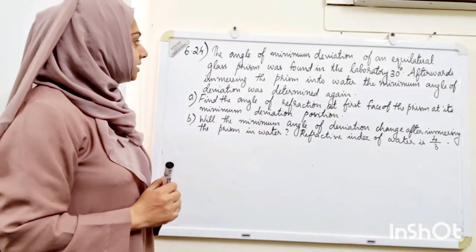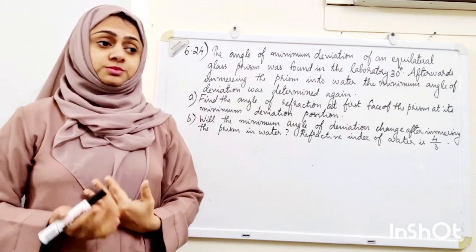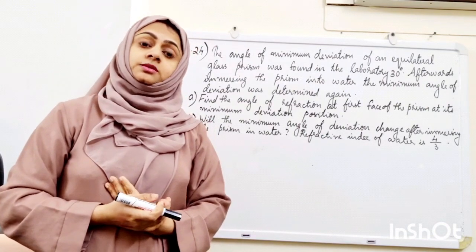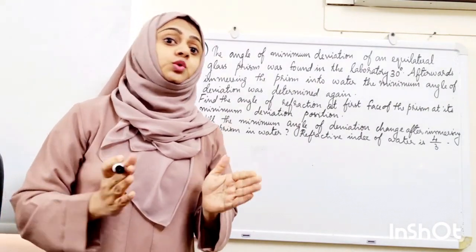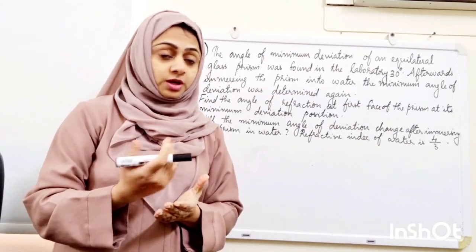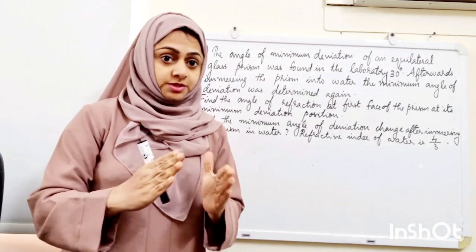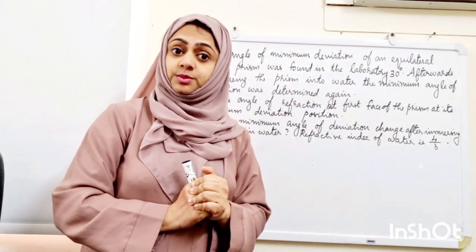So let's see here. This is a different concept from the problems which we solved earlier. This is related to refraction through a prism. And here we will have to use the formula for the refractive index of a prism in terms of the minimum deviation.